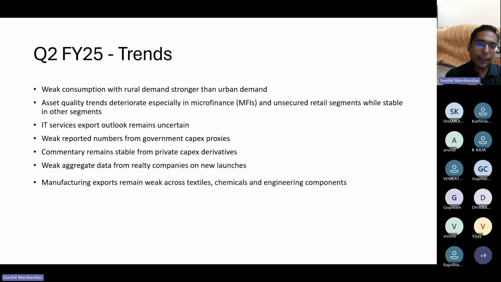And on capital goods and other infrastructure-based companies, due to elections, we had the central elections and then a couple of state elections. All of this has resulted in government capex coming down on a year-over-year basis. So with the slowdown in government capex, most of these infra and capital goods companies have seen some moderation in their growth levels.